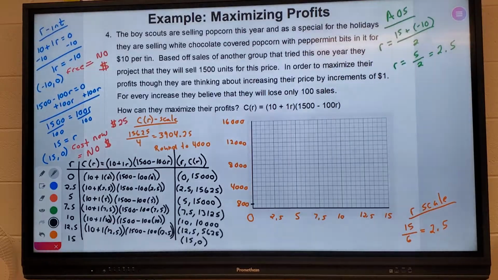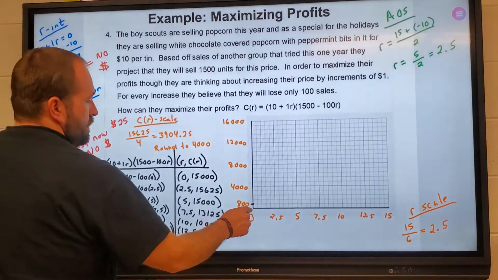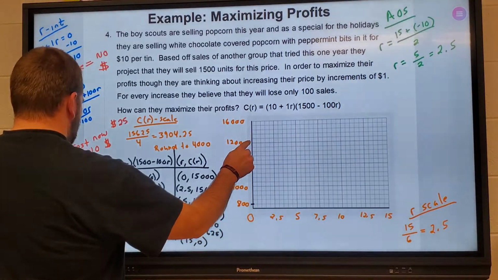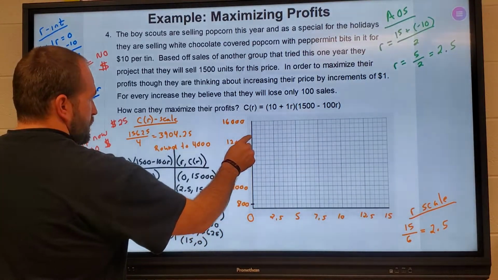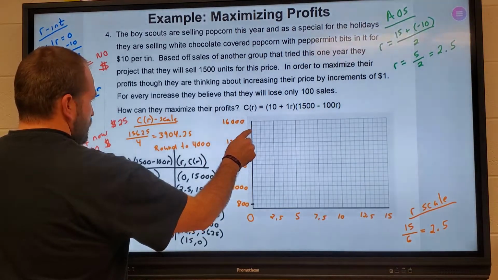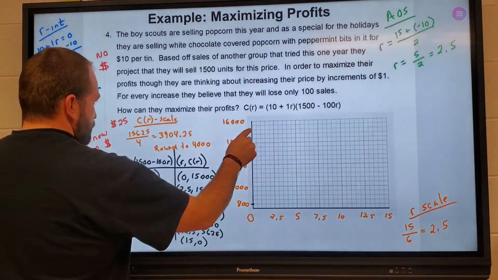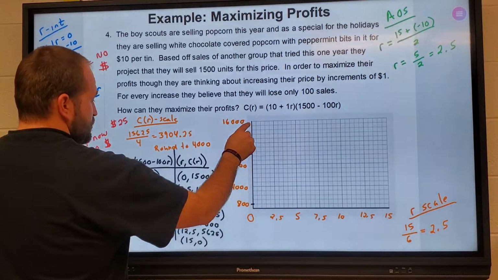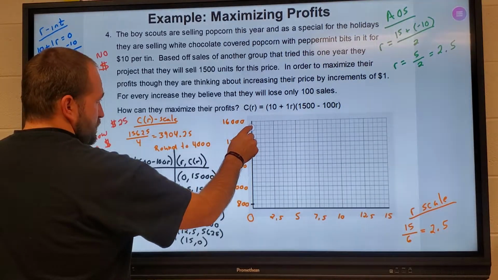Okay, graphing the ordered pairs now. We have 0, 15,000. So I have 0. I go all the way up here to 12,000. I have 12,800, 13,600, 14,400, 15,200, which means I'm a little less than that.